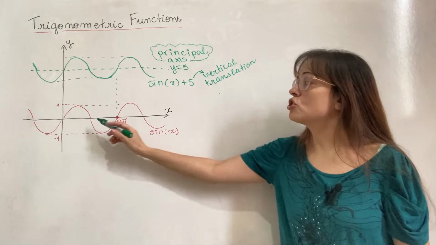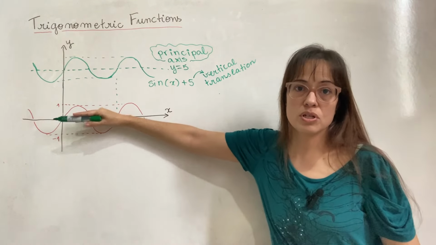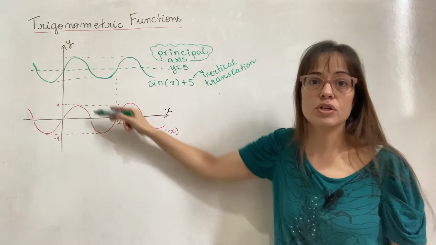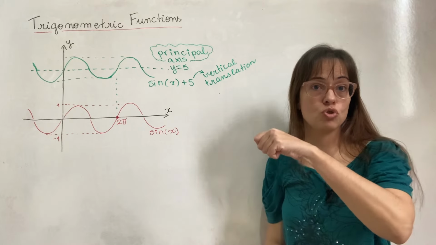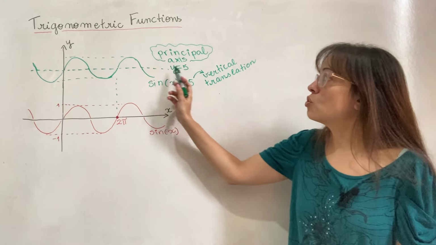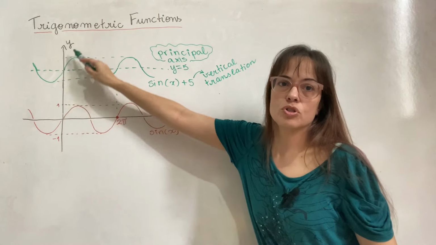But the original function was going up and down by 1, right? So starting at y = 0, going to 1 and to -1. I've just translated it up. There was no stretch going on yet. So going around the y = 5, it's going to go from 4 to 6.